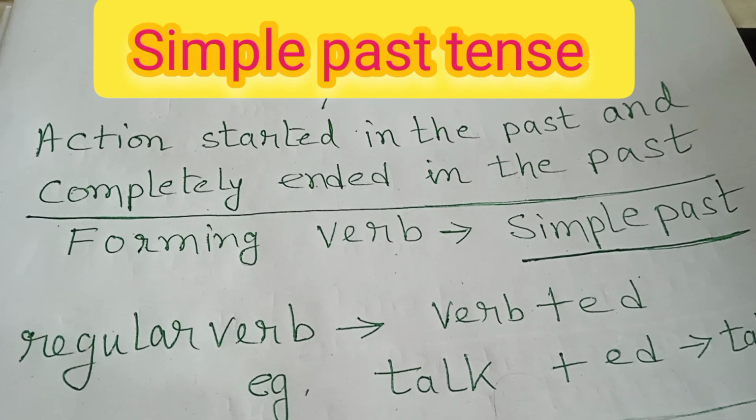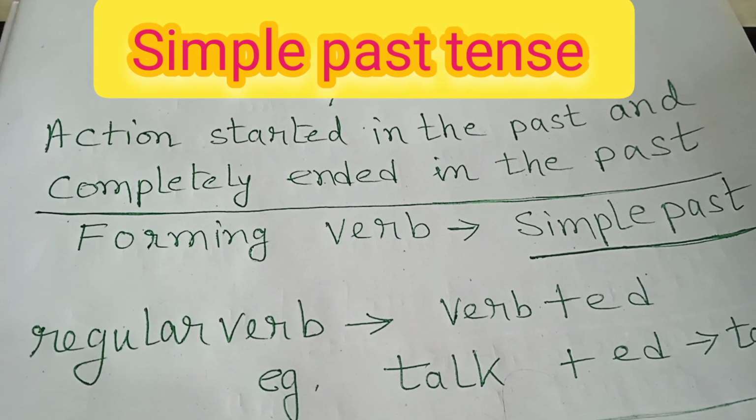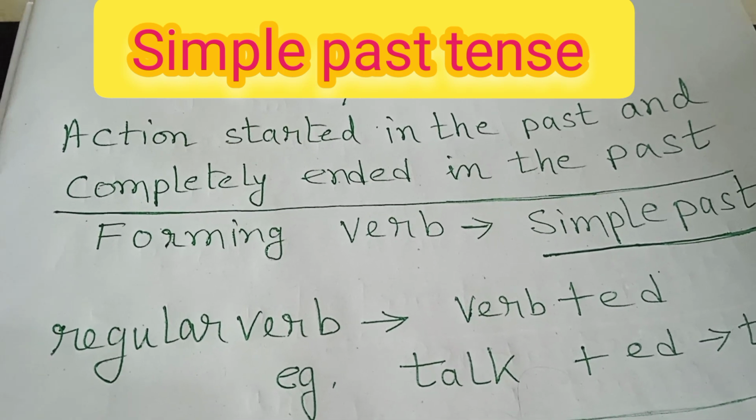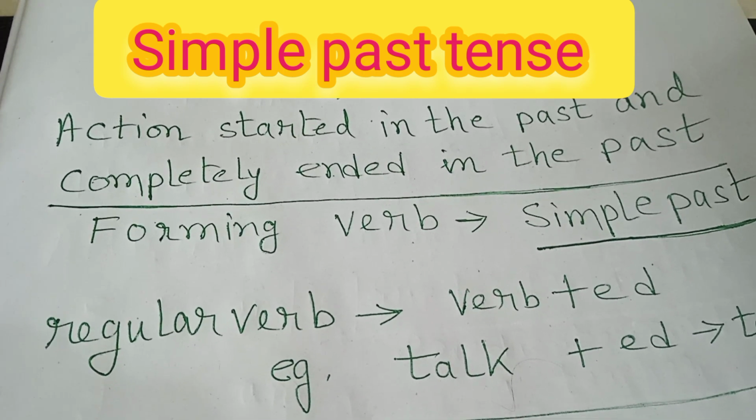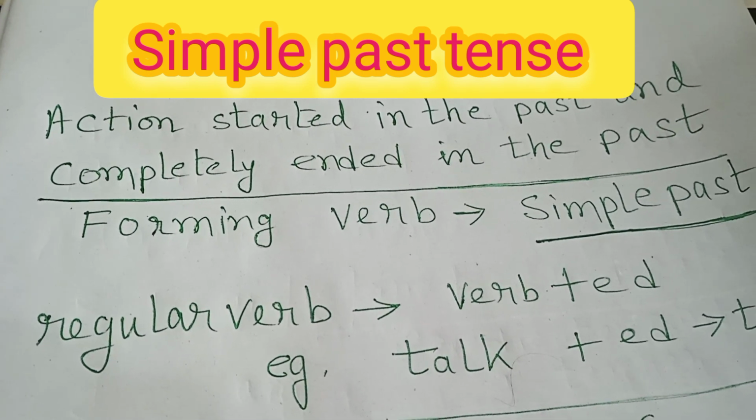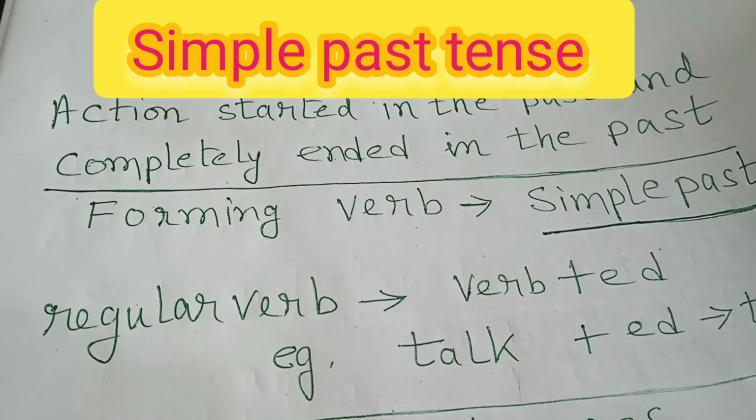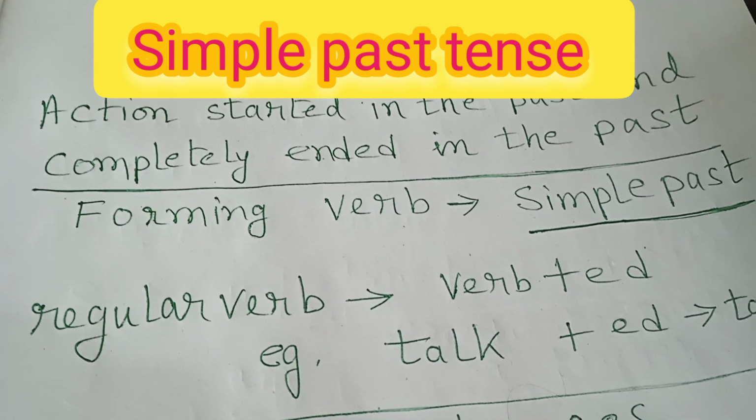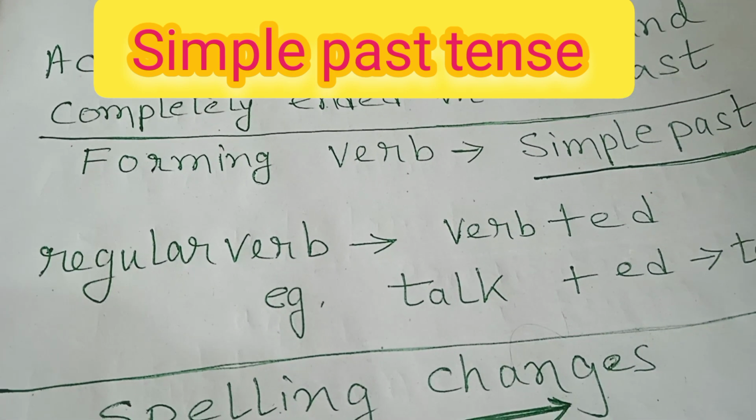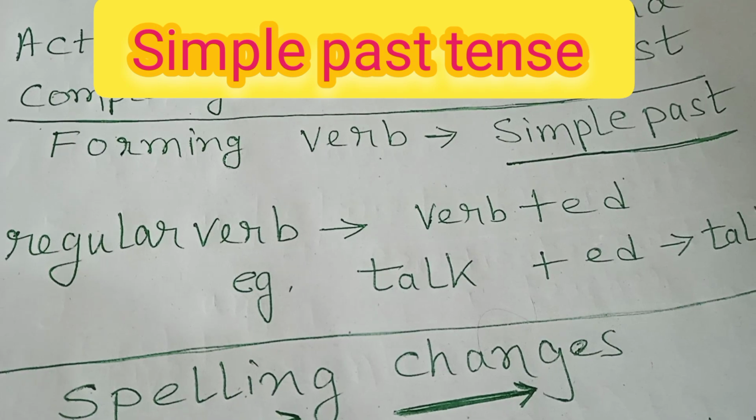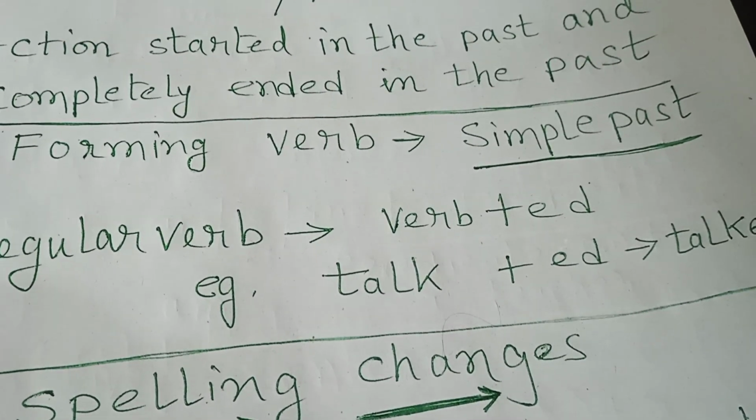Simple past tense. The be verb in simple past tense is was and were. What is simple past tense? An action that started in the past and completely ended in the past. The formation of the verb for simple past is, for a regular verb, verb plus ed. Example: talk plus ed, talked.